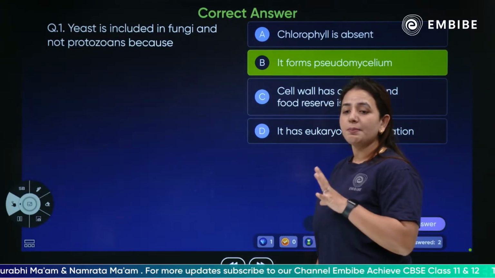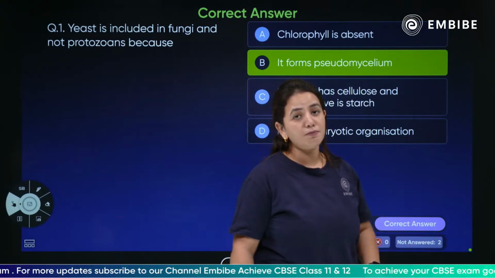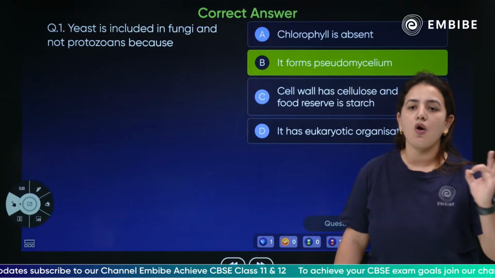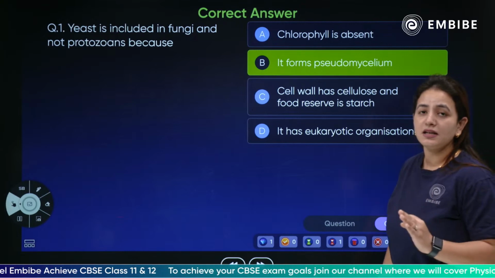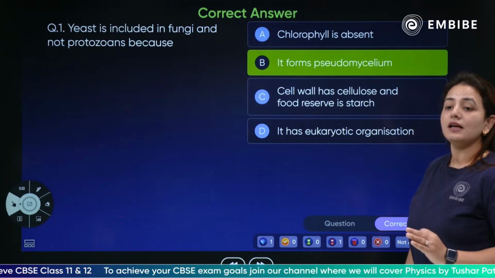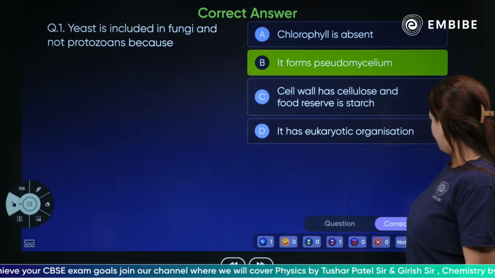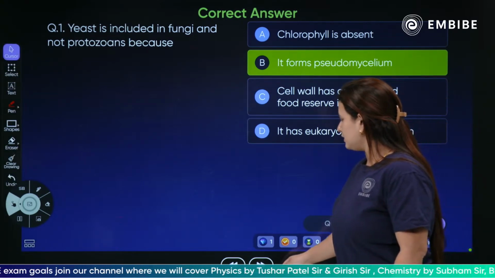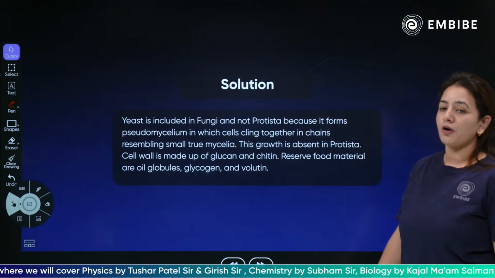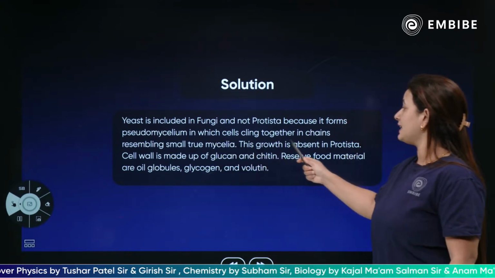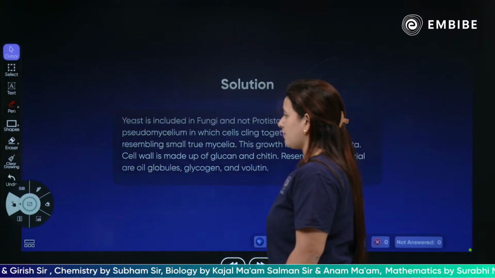Pseudo means it might appear like a false, but yes, it is almost like a mycelium, and mycelium formation is a characteristic of fungi. That is why it forms pseudomycelium, and that is the reason why we have kept yeast in the fungi, not in protozoa. Clear? Yeast is included in fungi and not in protozoa because it forms pseudomycelium in which cells cling together in chains, resembling a true mycelium. That's the reason I have already explained to you.